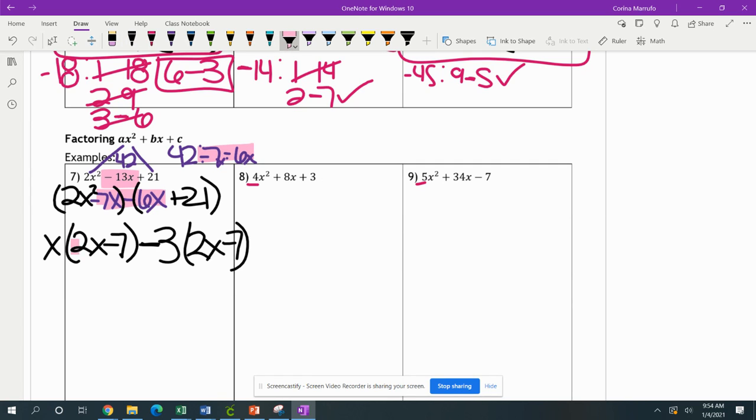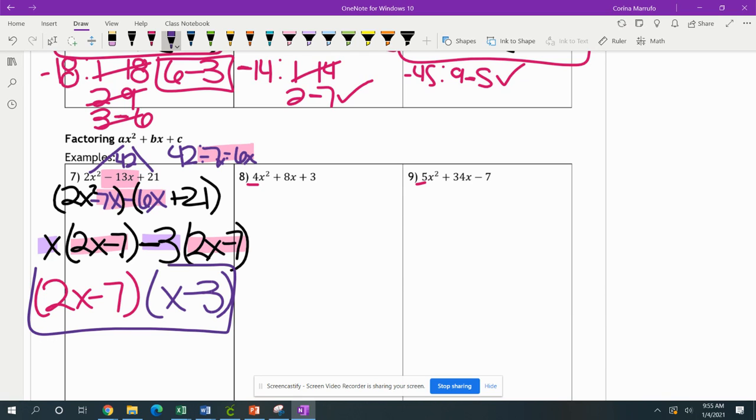Okay. Then we notice that these two have a 2x minus 7, so we write that on the outside, 2x minus 7, and then we write whatever is left over, x minus 3. And that would be our two factors. So this method is only used when you have that coefficient in the front. Okay, so here we have 4x squared plus 8x plus 3.